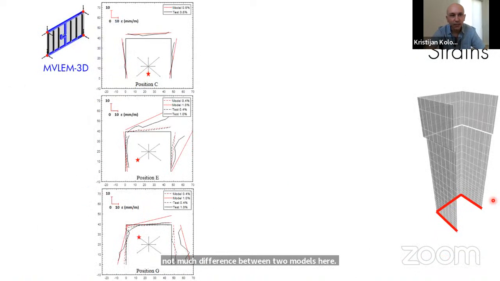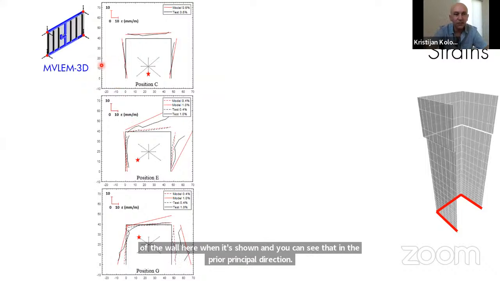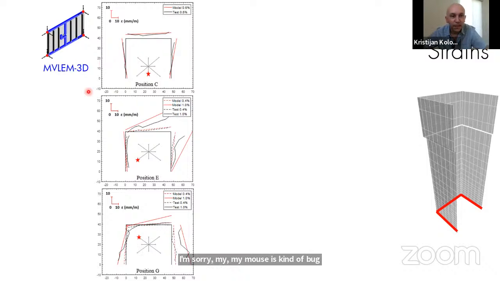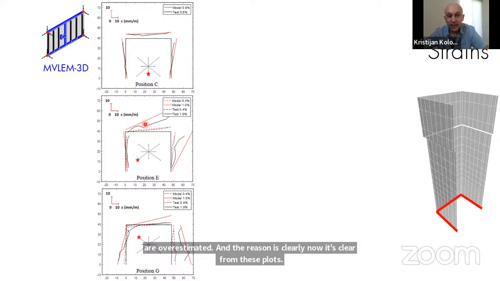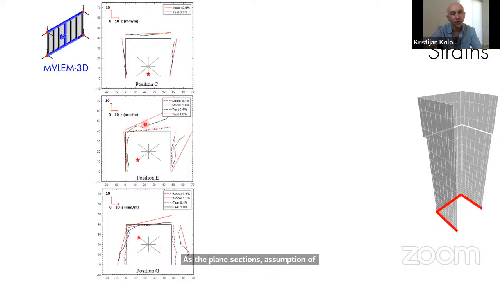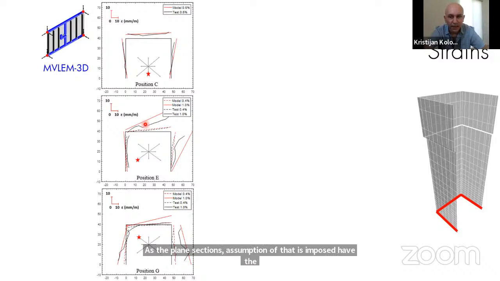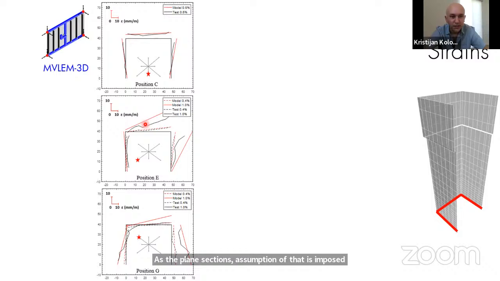And this is the interesting plot. So here, for example, we're looking at the vertical strains at the base of the wall, where it's shown. And you can see that in the principal direction, sorry, my mouse is bugging here, the predictions are pretty good, but then when we move to these diagonal loading directions, you can see how the strains are overestimated. And the reason is clear now from these plots: it is the plane sections assumption that is imposed at the base in the formulation of these models.